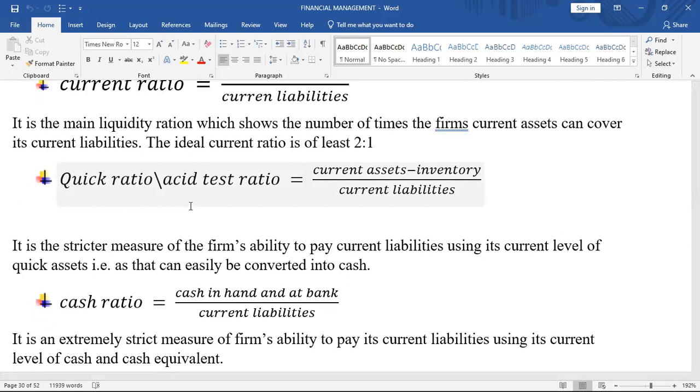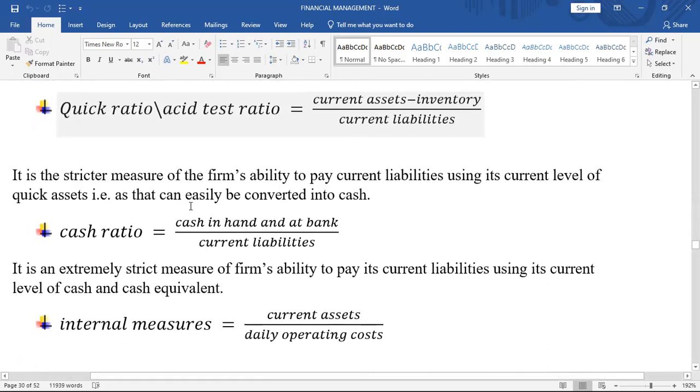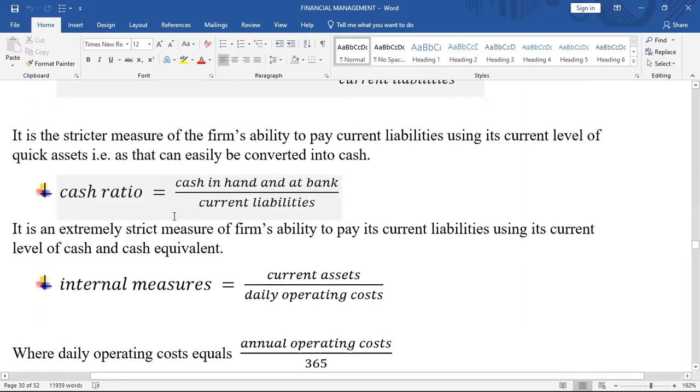Secondly, we normally have the quick ratio. When we discuss the quick ratio, we are trying to look at our assets which can be quickly converted to cash. The reason there is a deduction of the inventory is that it is not considered to be quickly converted into cash.